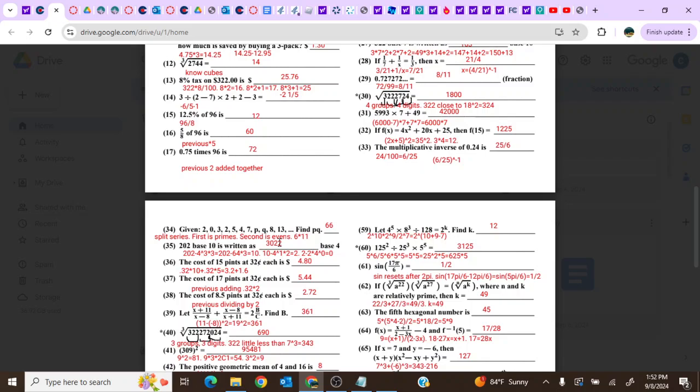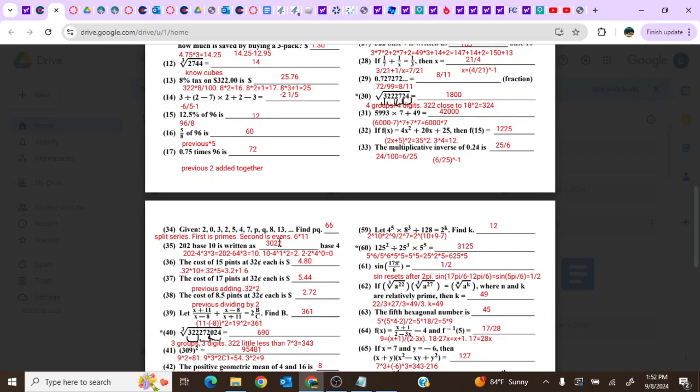36, cost of 15 pints at 32 cents each. Well, 15 times 0.32 is equivalent to 0.32 times 10 plus 0.32 times 10 divided by 2. And you get 3.2 plus 1.6 is equal to $4.80.